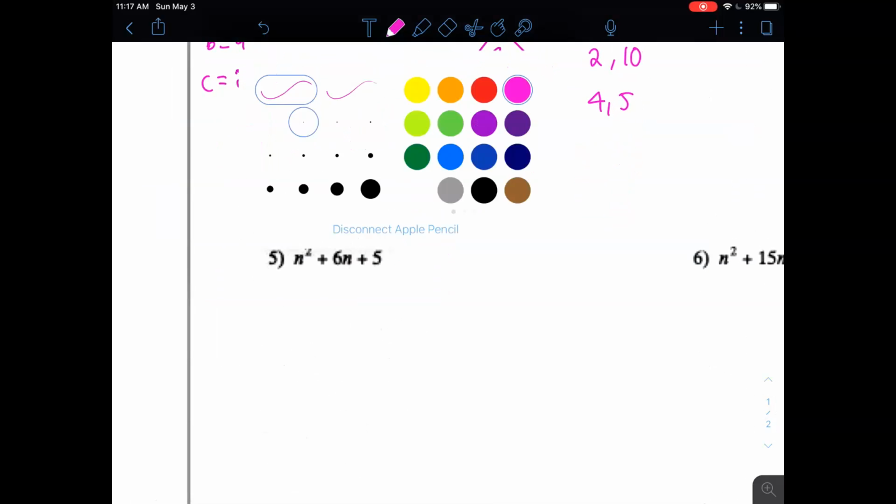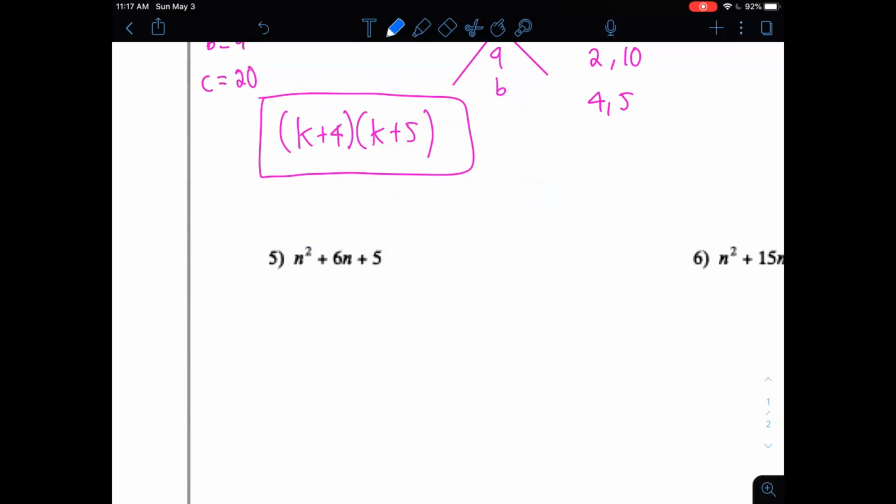So again, we're doing our diamond problem. I'm not going to list A, B, and C anymore. I'm just going to put C on the top and B on the bottom. So what's our C for this problem? Our C is going to be 5. Our B is going to be 6.